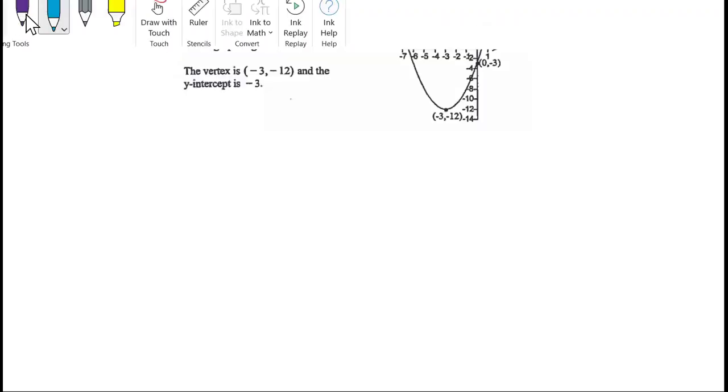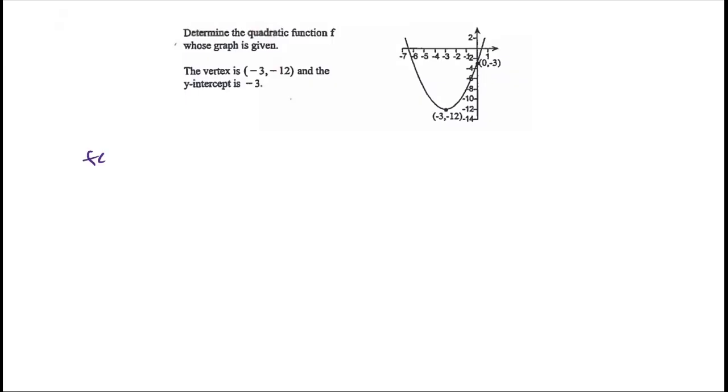In this case, they want us to determine the quadratic function f whose graph is given. The vertex is (-3, -12), and the y-intercept is -3. Basically, we're going to use the vertex form to set this up. So let's go ahead and do that. f of x is equal to a times x minus h squared plus k. So that's our vertex form.